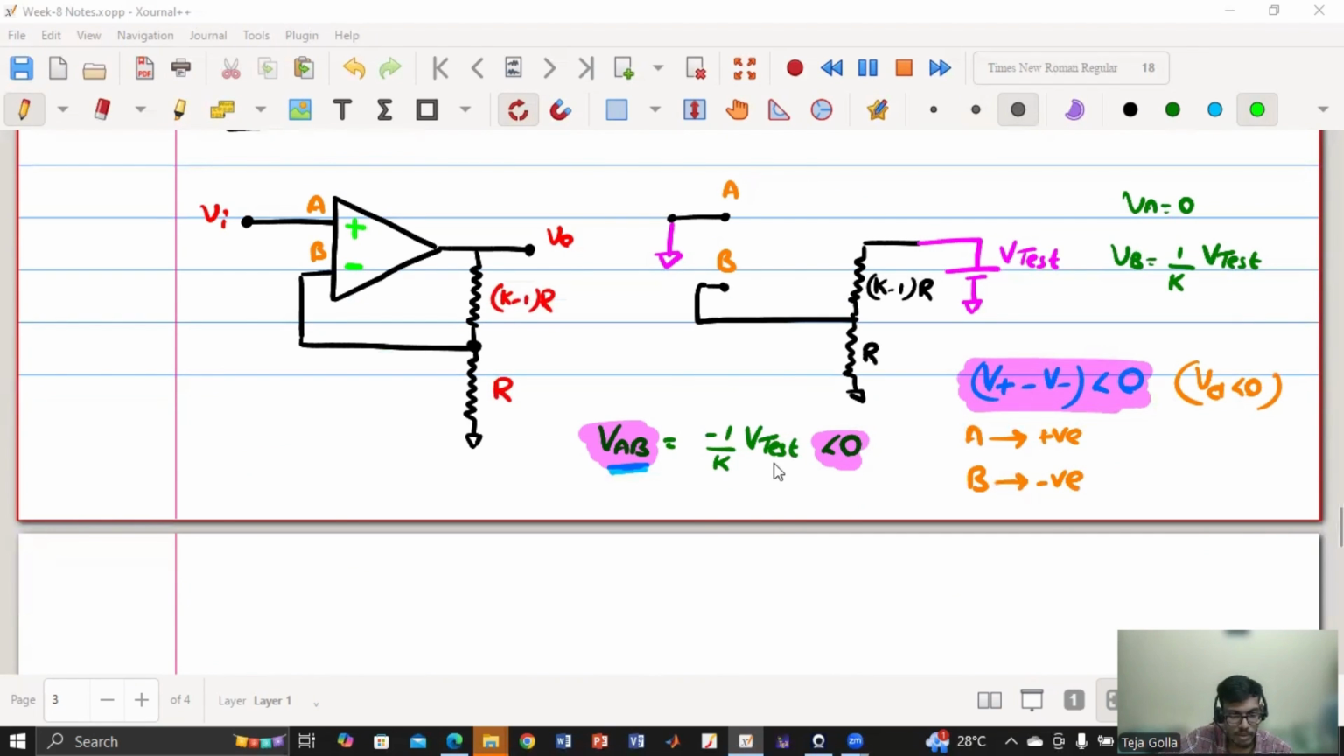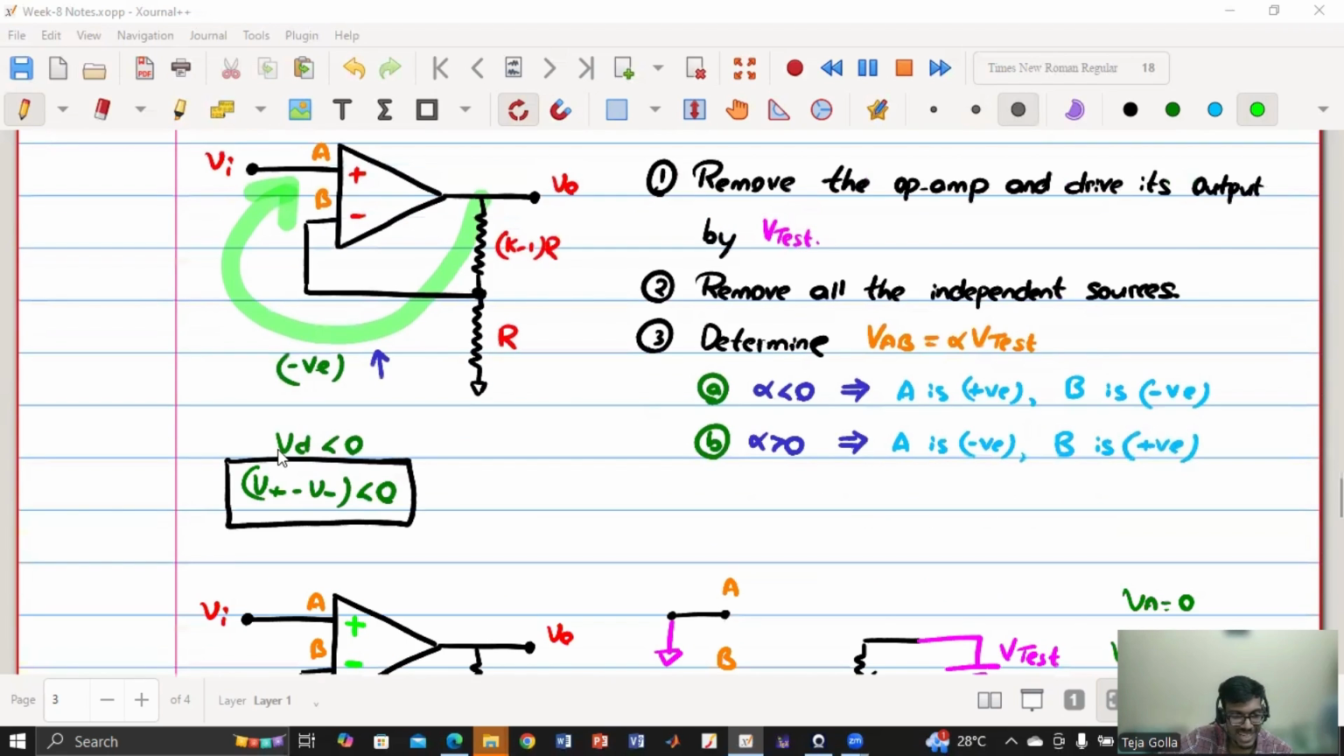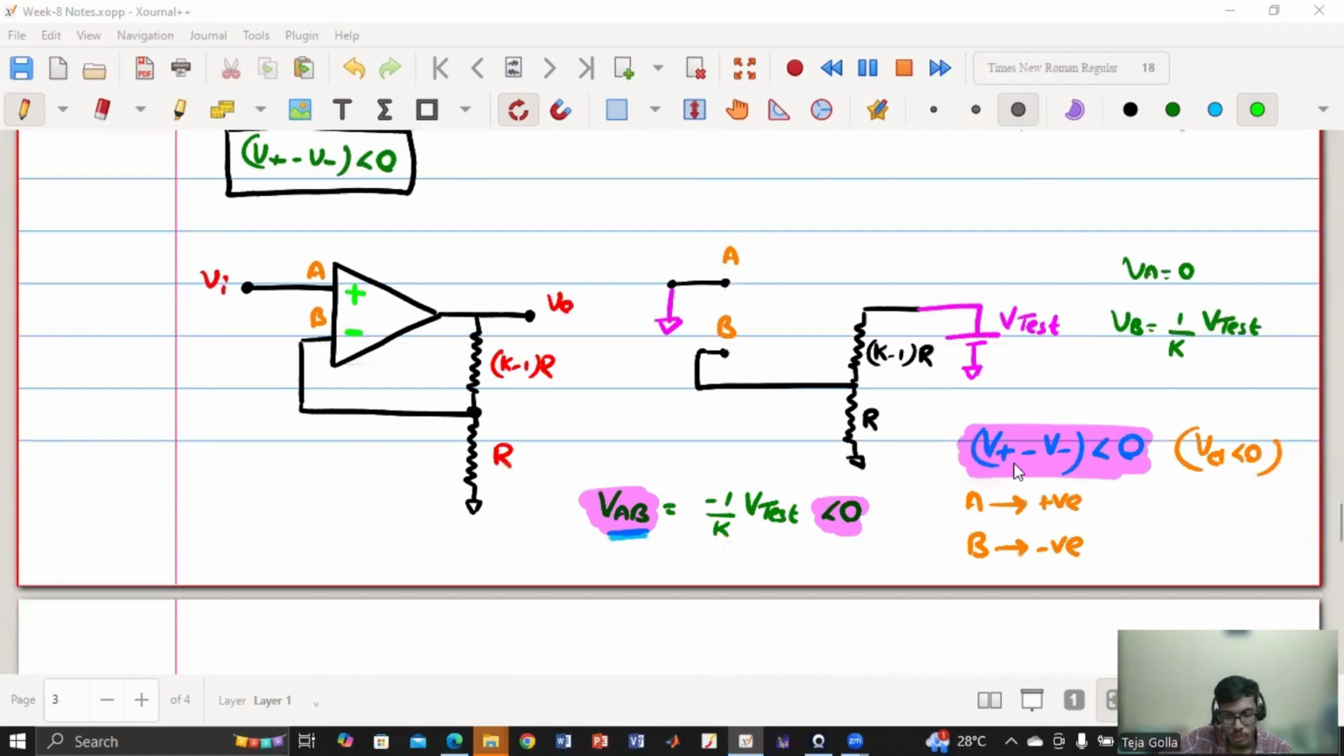So for a negative feedback, what does it mean? For a negative feedback, VD should be negative. VD is V plus minus V minus, which should be less than 0. So positive terminal voltage minus negative terminal voltage should be less than 0. Then only does it mean it's a negative feedback in this circumstance. For this to happen, when will it happen? When A is the positive terminal and B is the negative terminal. Then only these two are the same, right? Because VA minus VB is less than 0 means VA should be V plus and VB should be V minus. So that's why we are saying this. So is this clear? Now clear, sir. Okay.